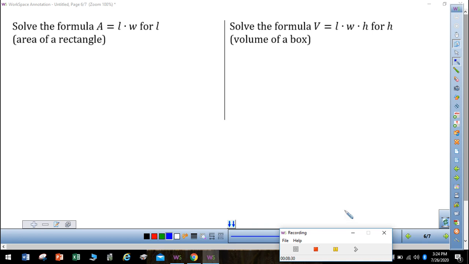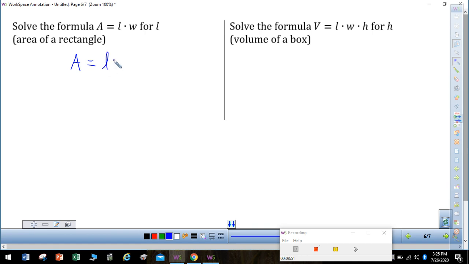We're going to finish up by solving a few more formulas, which are examples of literal equations, to get a variable or a single letter by itself. So we're going to solve the formula A equals L times W for L. That means we want to get L by itself. This is the formula for the area of a rectangle.